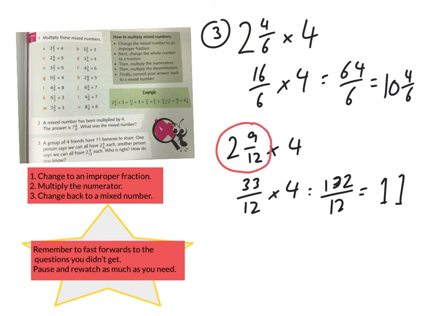And how do you know? Because when you multiply 2 9/12 by 4, you get 11.